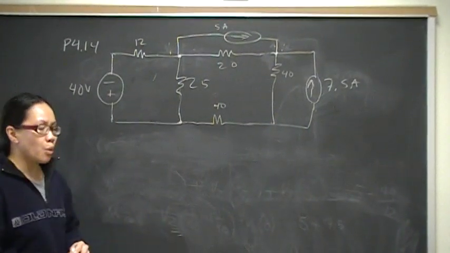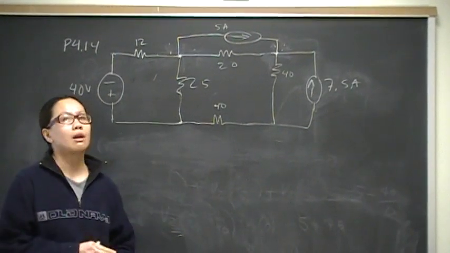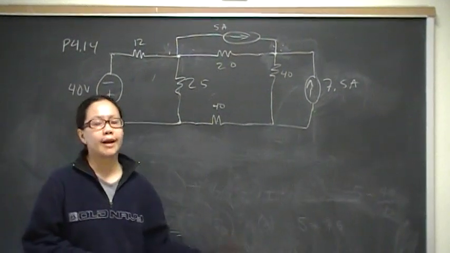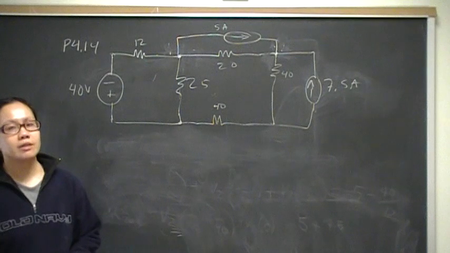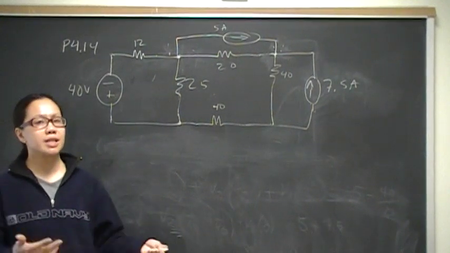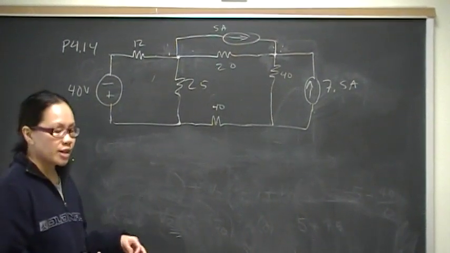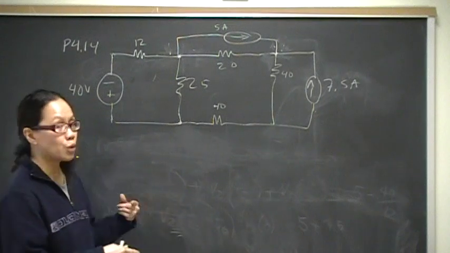The way that it works is the node voltage method uses Kirchhoff's current law. It says that current into a node must equal the current out of a node. So let's take a step back. What does a node mean? A regular node is just a point that connects two or more circuit elements.